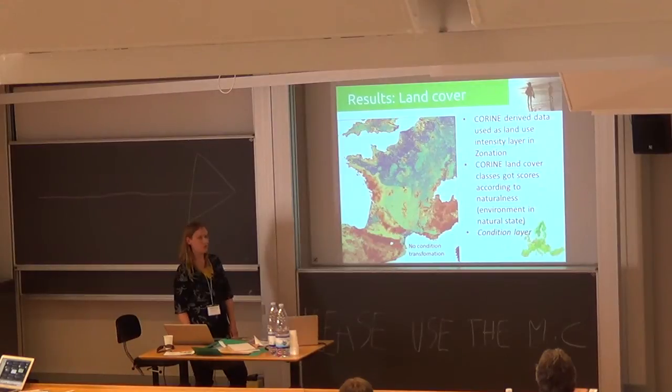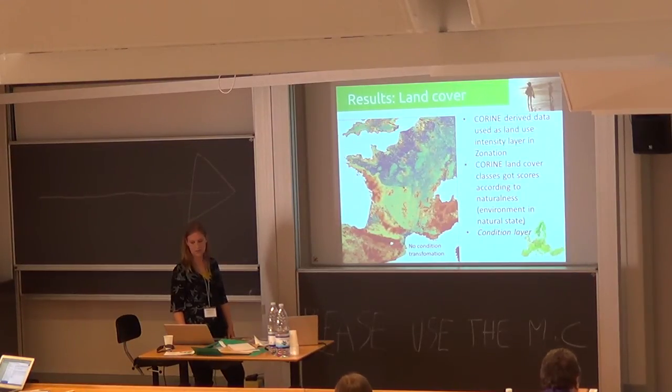And one analysis which I find really interesting is how to add land cover data in Zonation. So here I have used Corine-derived data as a land use intensity layer, and we had to do a little bit of data preparation before this analysis. So we gave scores to Corine land cover classes according to how natural the state of the environment is. So the values were reclassified from 0 to 1. And we created this so-called condition layer.